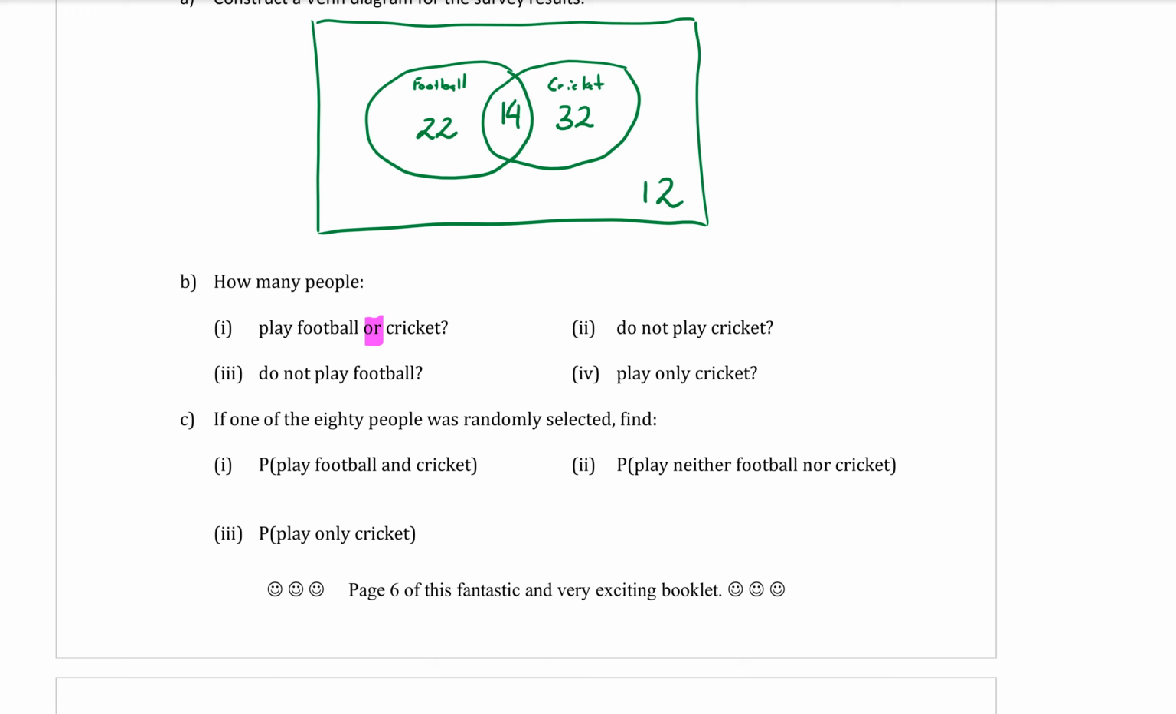It is the people who play football or cricket. Do these people play football or cricket? Yes. Do these people play football or cricket? Yes. Yes. It's those three numbers in there, which is the or. So let's add them together. It is 22 plus 32 plus the 14, which equals 68.